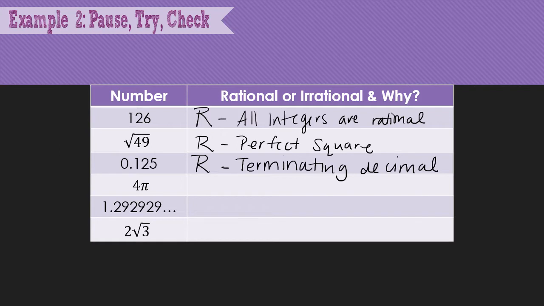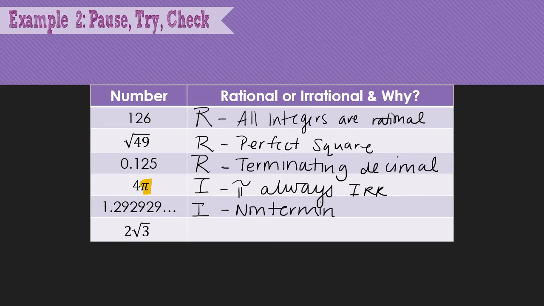Next example, 4 pi. Anything that has a pi with it is always going to be irrational. So pi is always irrational. Next example, 1.292929 dot dot dot. Again, we have that dot dot dot. It's irrational because it is non-terminating. And then 2 times the square root of 3, the square root of 3, that is irrational because it is not a perfect square.